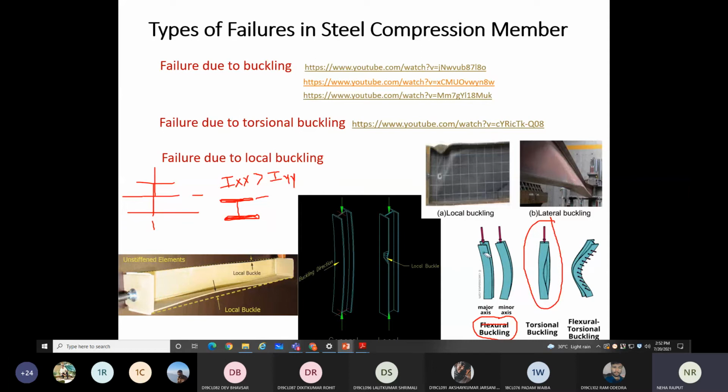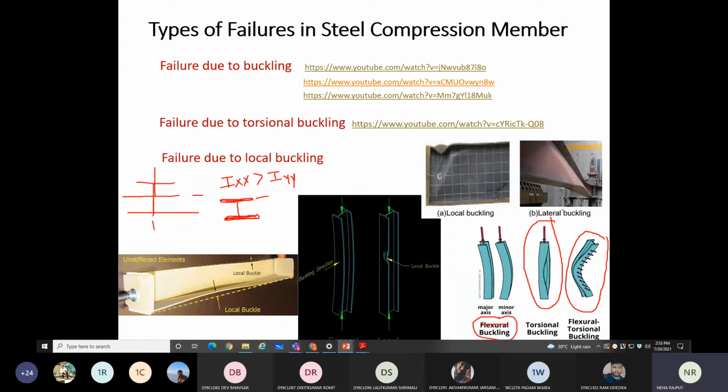So if you are applying the axial load on the I section, and this is the major axis, the buckling or the deflection about the major axis is somewhat lesser than about the minor axis. So here you can see the deformation of major and minor lateral buckling. And this is the buckling with the torsion. Right.